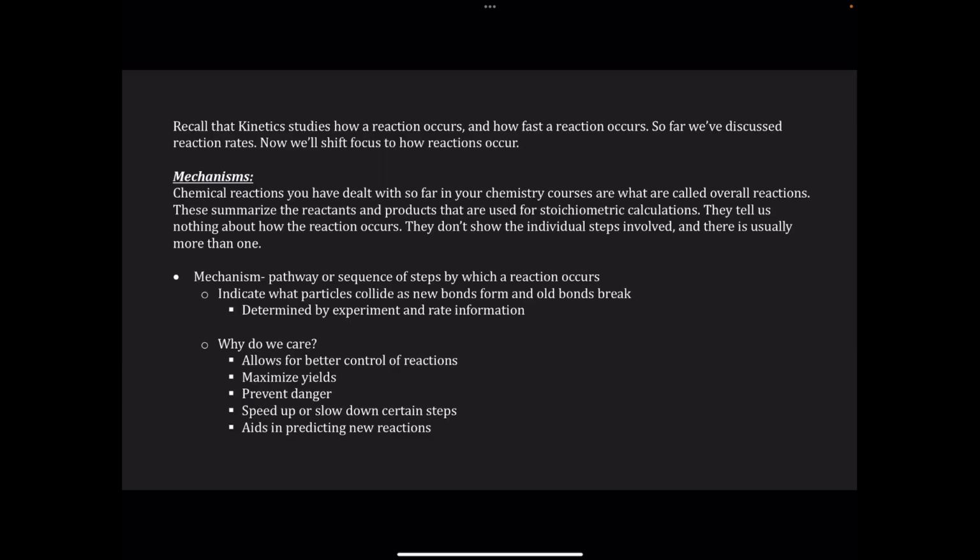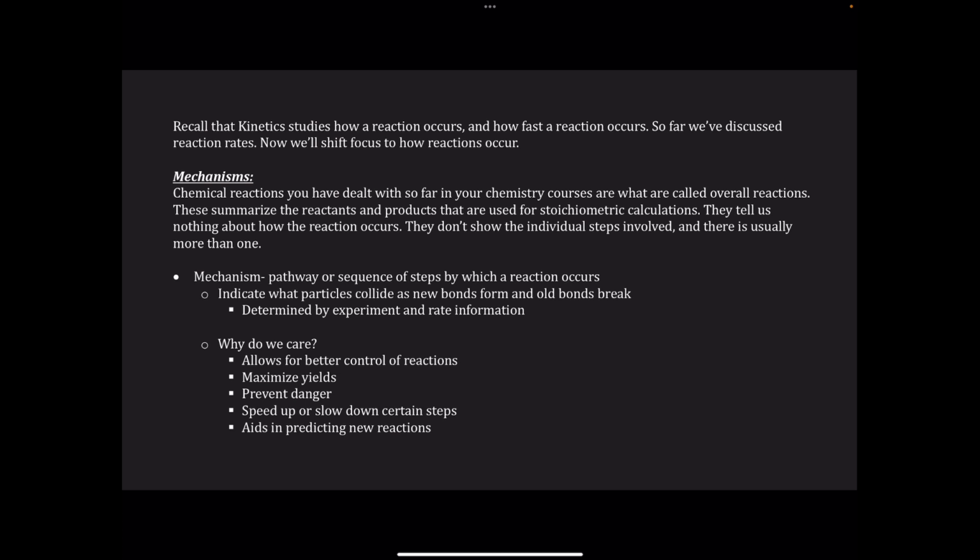Now, chemical reactions that you have dealt with so far in your chemistry courses are what are called overall reactions. These types of equations summarize the reactants and products that are used for stoichiometric calculations. They tell us nothing about how the reaction occurs. So they're just telling us what we started off mixing, and they tell us what we end with, but they don't tell us what happens in between. They don't show the individual steps involved, and there's usually more than one.